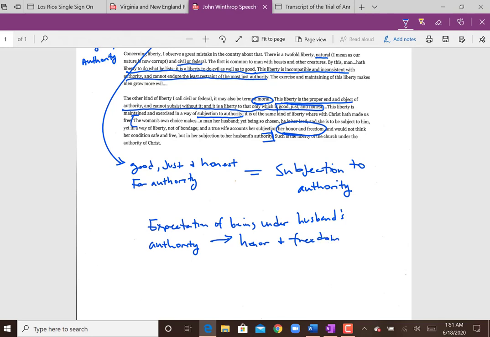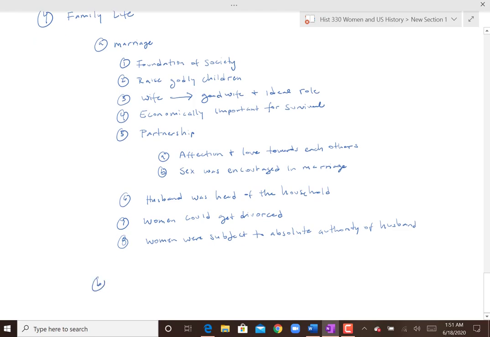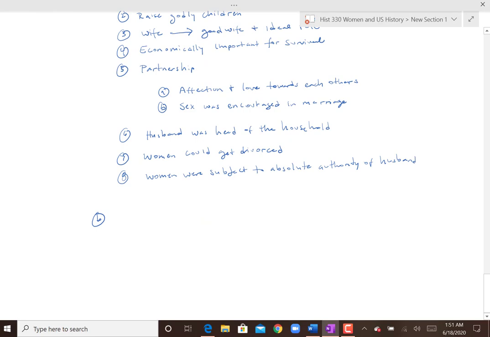So as much as you have these positives of the role, it was believed that women were subject to the absolute authority of the husband. So you really do have these mixed messages that get sent out to women in Puritan society. Here you have some freedoms, but you also don't have these.